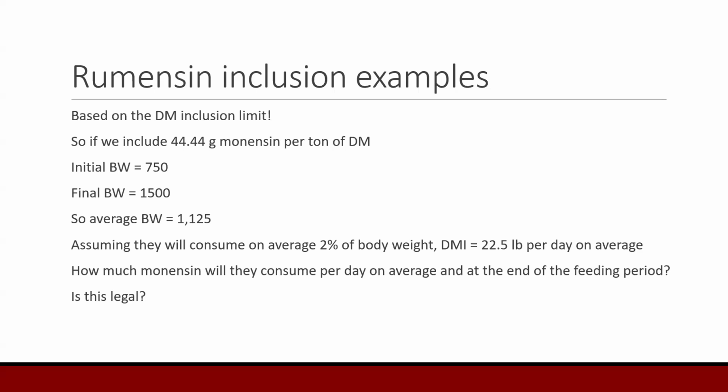Okay. So this ration contains 22.22 milligrams of monensin per ton of dry... No, per pound of dry matter. Yeah. So 22.22 times 22.5. Okay, so how much is that animal eating? 500 milligrams of monensin on average across the whole feeding period. Are we legal? The legal limit was 480. We are illegal. Okay. What about at the beginning of the feeding period?